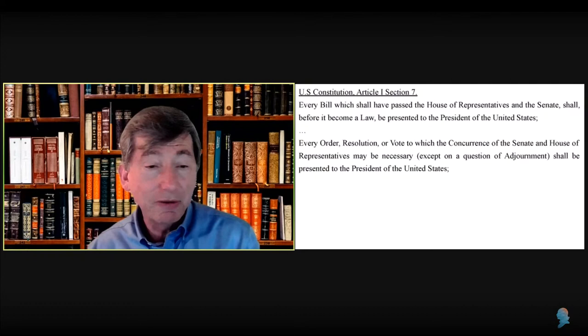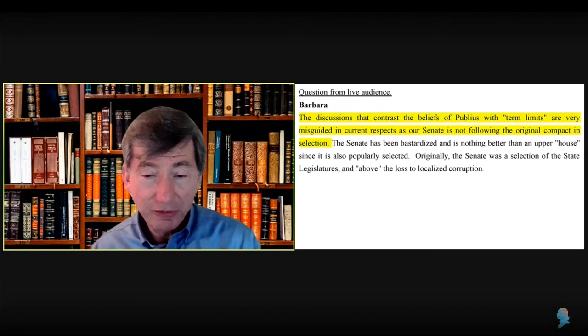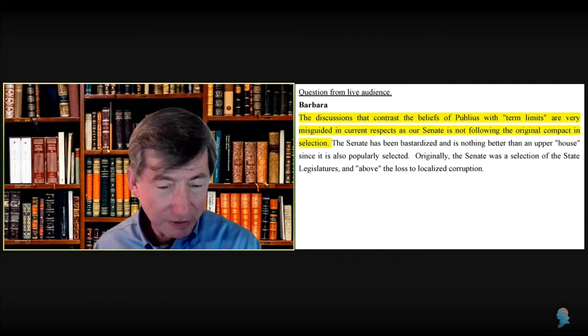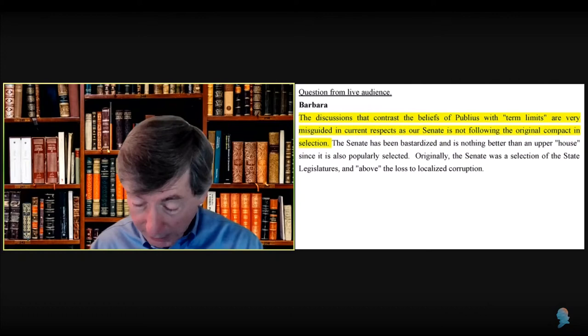So we have another question, this one from Barbara. The discussions that contrast the beliefs of Publius with term limits are very misguided in current respects, as our Senate is not following the original compact in selection of senators. I agree, we all agree, and there are problems with this. But I'm not going to argue about it.